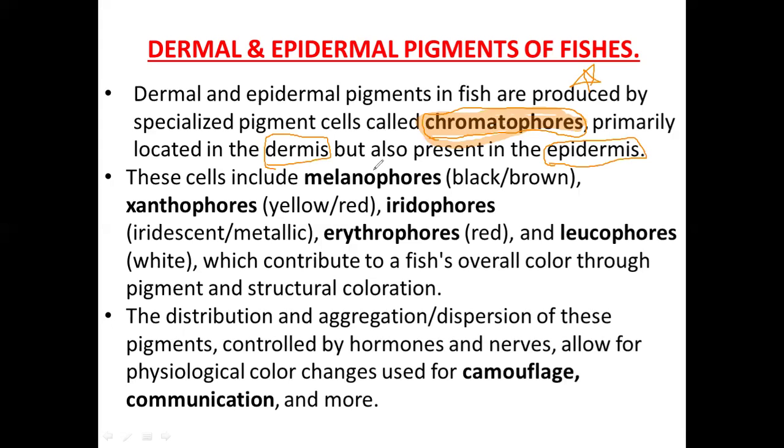These are the different types of chromatophores: melanophores, xanthophores, iridiophores, erythrophores, and leucophores. The details are in the next slide, we will discuss them. Next, the aggregation or dispersion of these chromatophores, and in which layer there should be more, is completely controlled by the nerves and the hormones. So the nerves and hormones will control the level of these chromatophores, such as where melanophores should be more and where iridiophores should be. This is completely controlled by the hormones and the nerves.